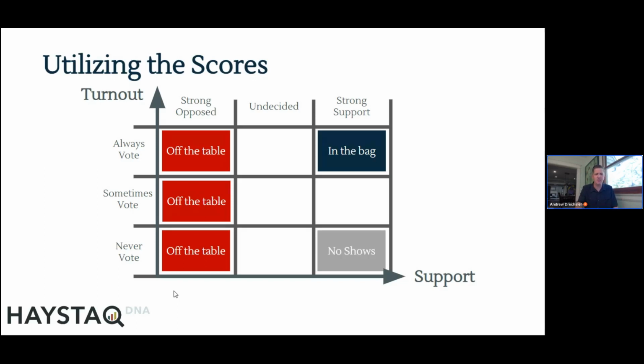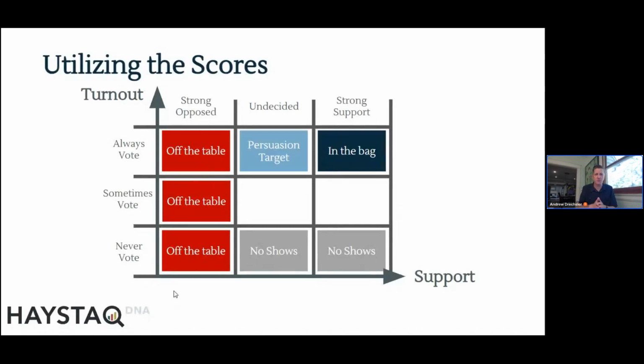Next, you don't want to spend money on those who are never going to vote. They may be with you, and you can convince them all you want to turn out to vote, but there's going to be individuals in certain campaigns that are not voters. Same thing with the undecided. There are no shows. You're not going to spend money on them. So this leaves 3 boxes left.